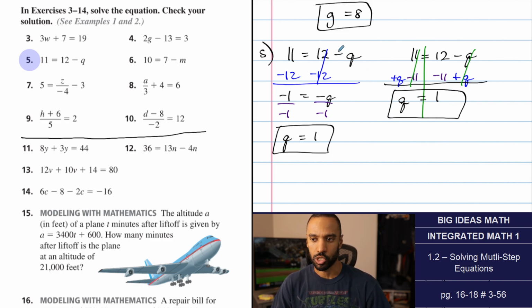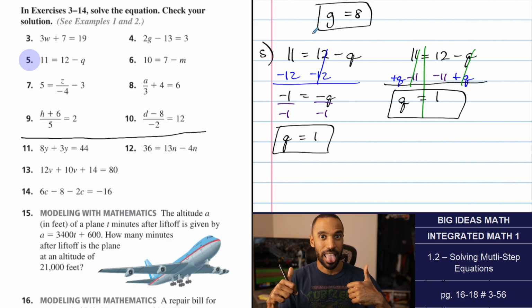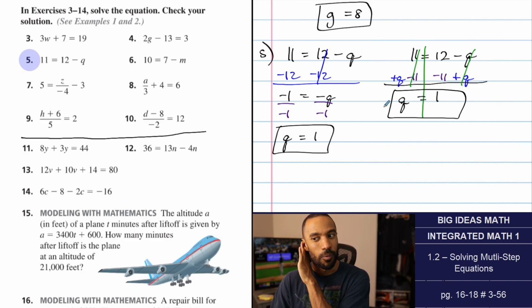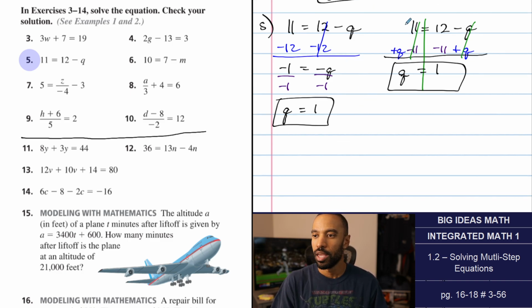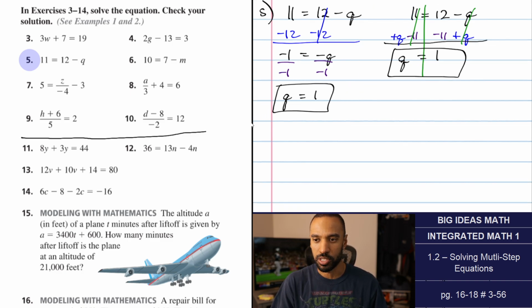Let's double check. Does 12 minus 1 equal 11? Yes. Why do they call it a multi-step equation? Because q is negative. You either have to make it positive and then subtract 11, or subtract 12 and then divide by negative, to make it positive. So either way, it happens to be a multi-step with that.